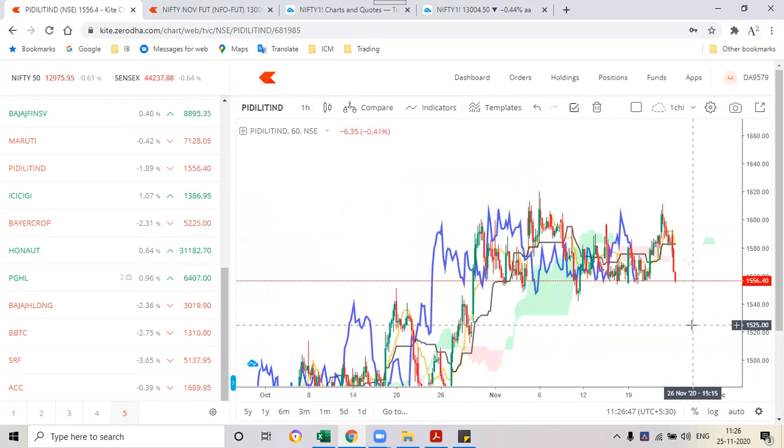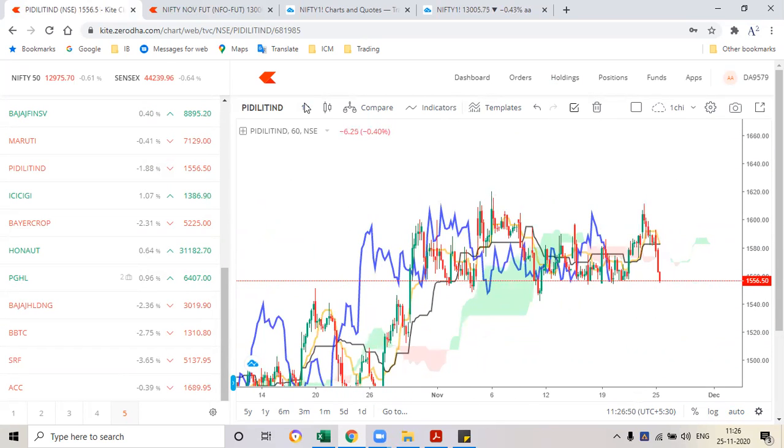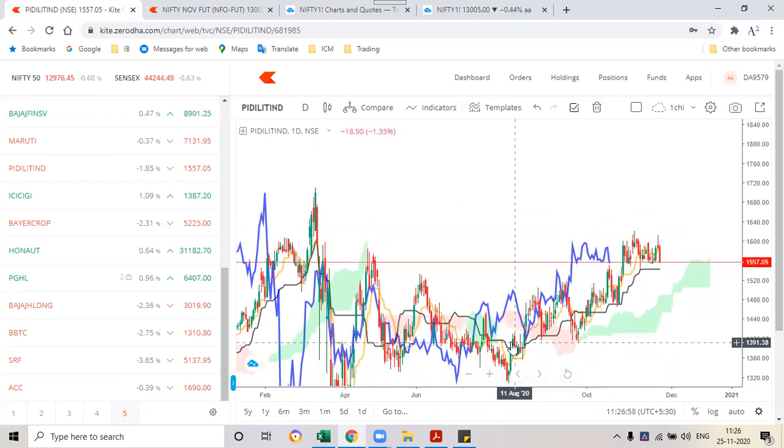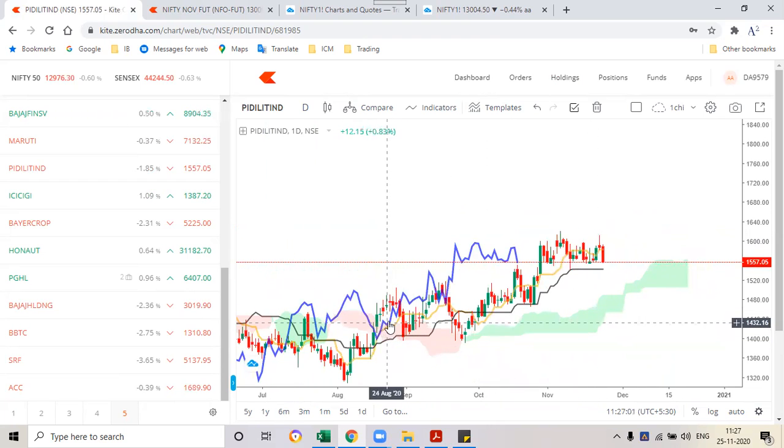Remember, this is a 1 hour chart. In a 1 hour chart, you'll get 30-40 points, or 100 points for every 1,000 rupees. So look at the daily chart. Daily Pidilite was a good buy when it broke the level here, 1439. This line represents the blue one. Here you can see the price broke the cloud, the price broke the Kijun, and it went up. So around the 1452 level, you could have taken a trade.